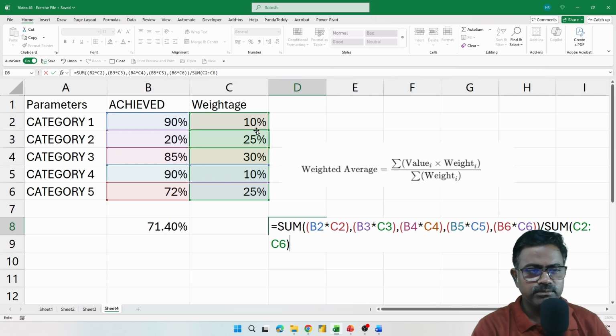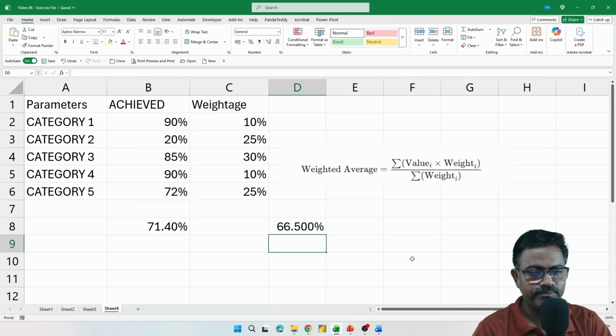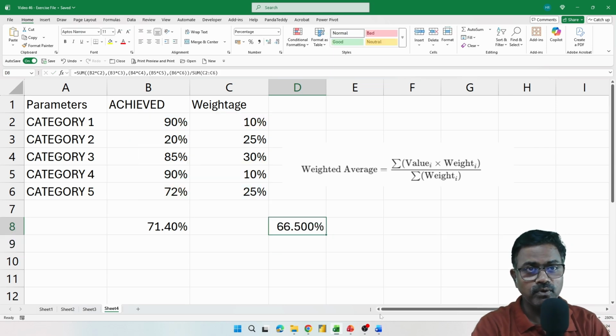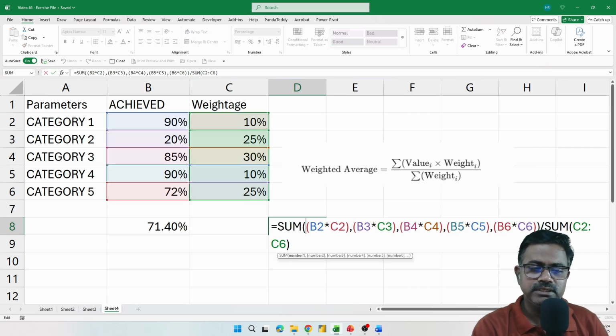Ideally, the sum is going to be 100% because that's how I allocated the weightage to the respective categories. Now, if I hit enter, you can see his performance is 66.50. Considering the weightage I've given for each category, his average performance is 66.5. This is the calculation I did using the formula at the top. Now, instead of writing the formula like this, is there a better way to handle this particular part?